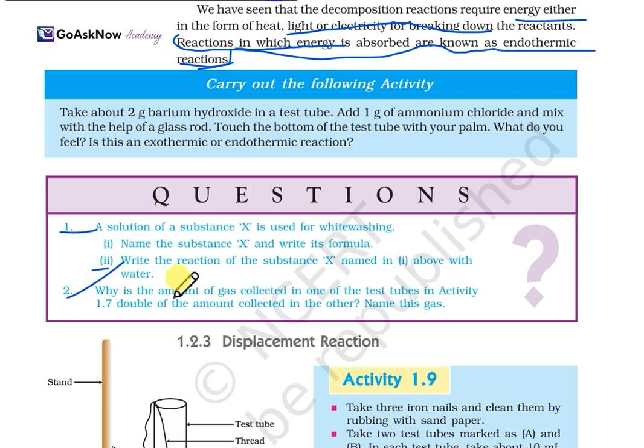Now, why is the amount of the gas collected in one test tube in the activity double the amount collected in the other? Name the gas. The amount of gas collected in one test tube is double that of the other because water is decomposing here into hydrogen and oxygen gases, H2 and O2. It decomposes in a ratio of 2:1 by volume. So the gas collected in double the amount is hydrogen, H2.